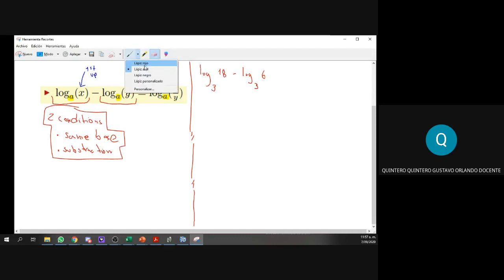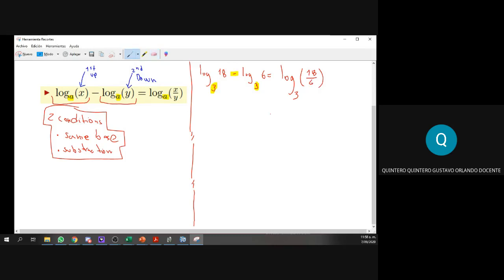Man, unless I remember there is a property. Look at that, the property. The property says if we have two logarithms, both have the same base, and in the middle you have a subtraction, you can simplify that expression into just one logarithm. The resulting logarithm will have the same base, so base 3, and the value of the logarithm will be the first, 18, divided by the second one, 6.